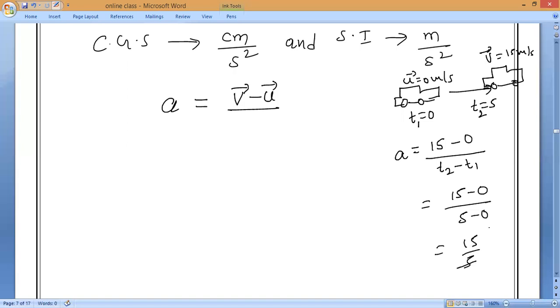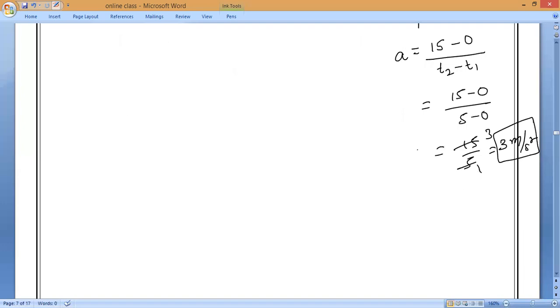5 ones are 5. How much? 5 threes are 15, so you can say 3 meter per second square. What is the acceleration? 3 meter per second square. This is the acceleration of Danishka. Yes or no, guys?